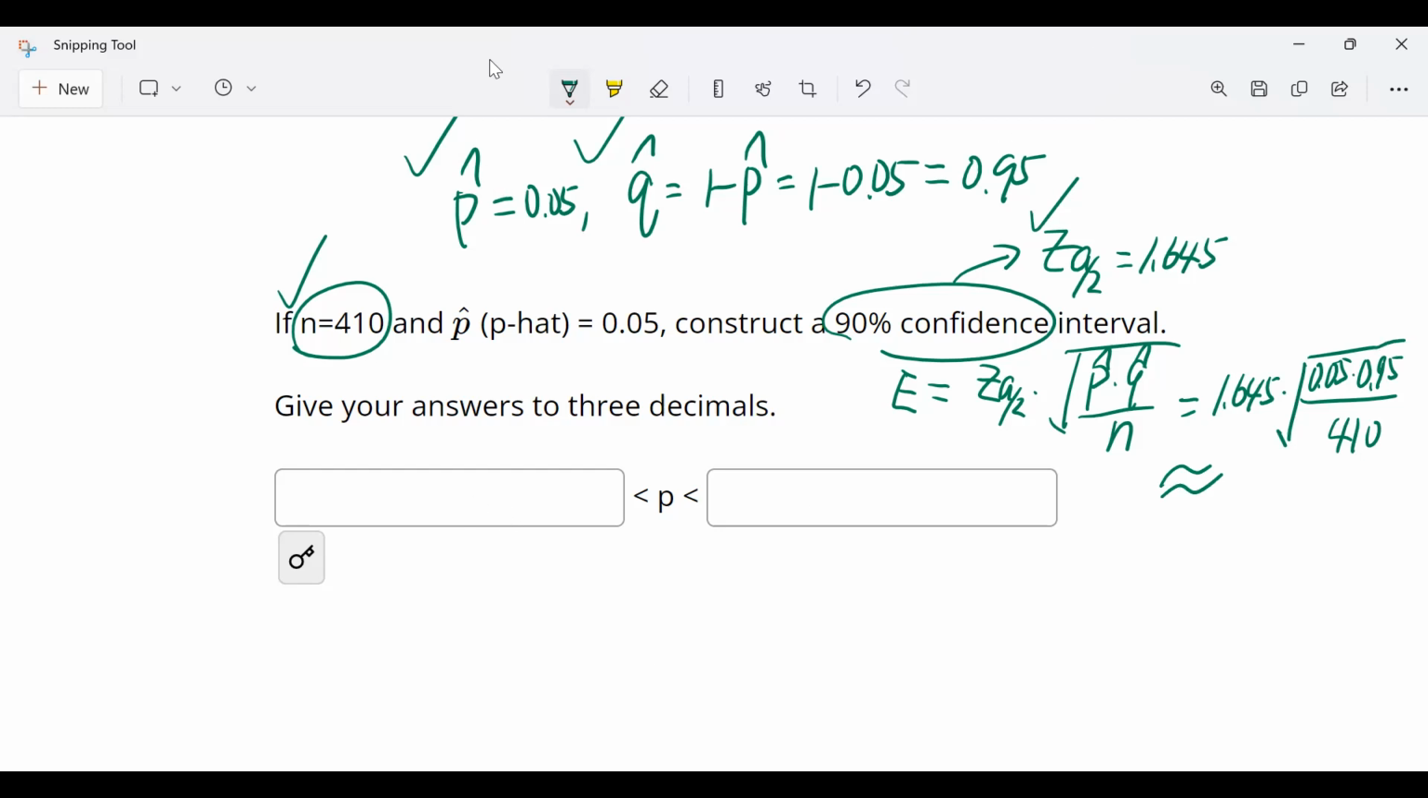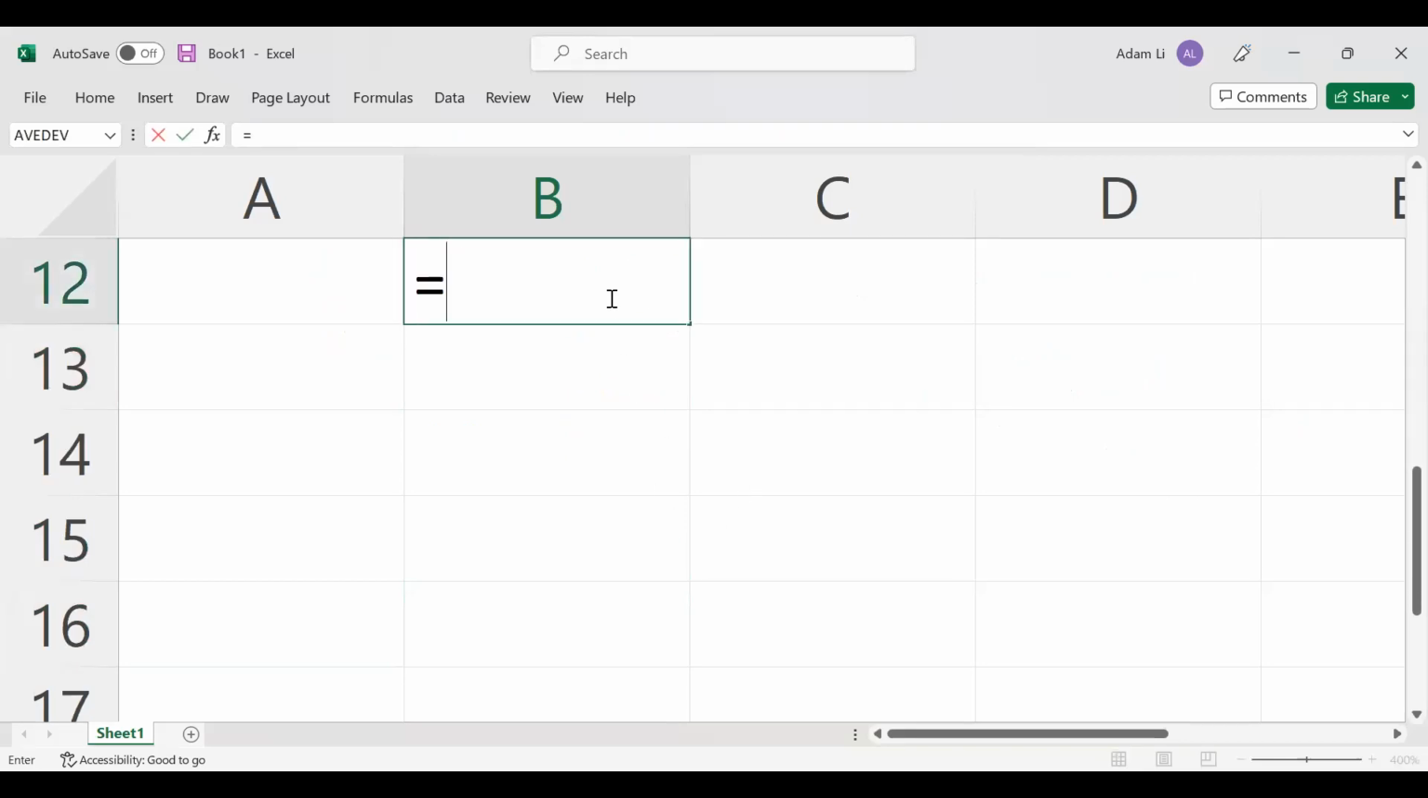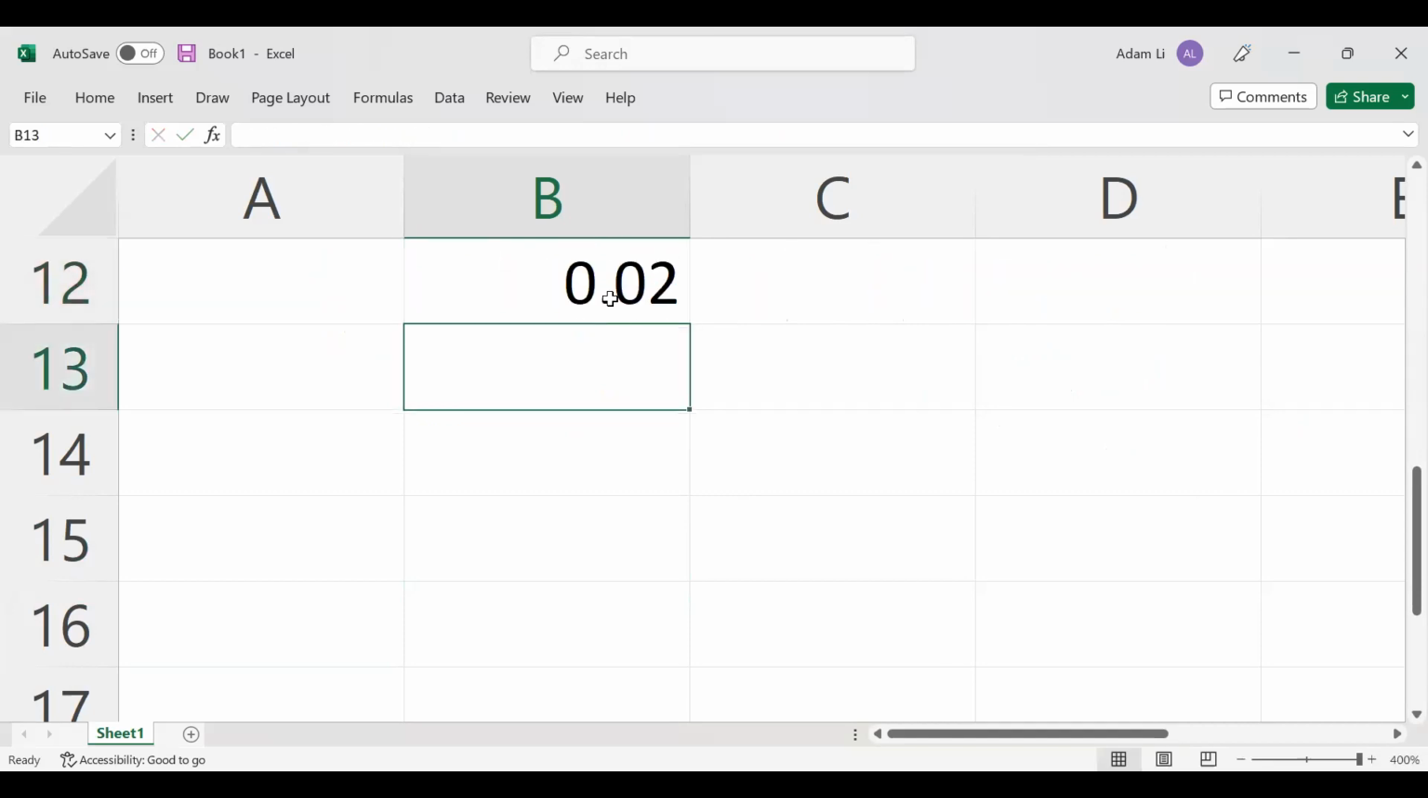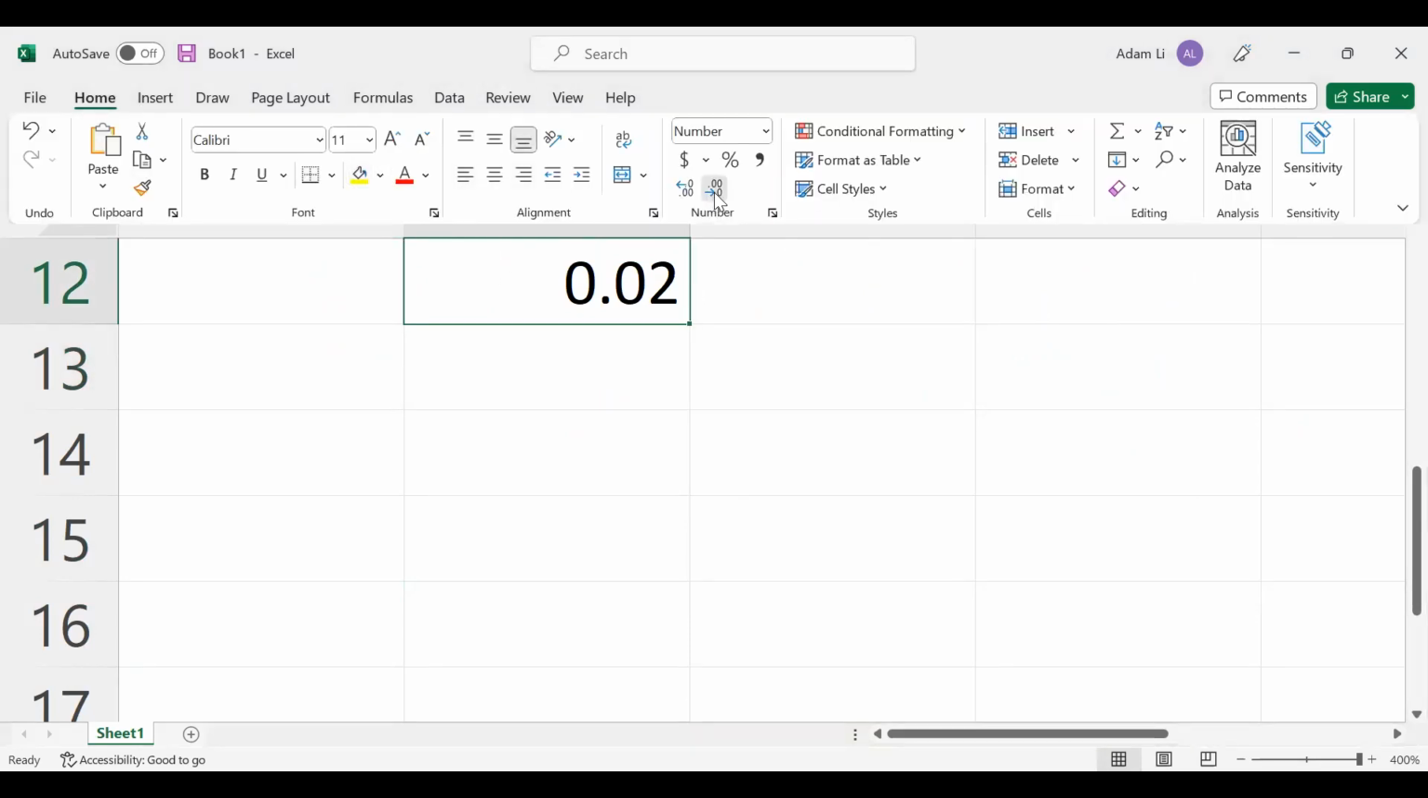And now one more time, I'm going to show you in Excel how to compute the equation here. It's going to be equal to 1.645 times the square root of 0.05 times 0.95 over 410. And hit enter, we get a result. So it's 0.02 in decimal. We're going to need more, so I'm going to keep 4 decimals: 0.0177. That's what we're going to keep.